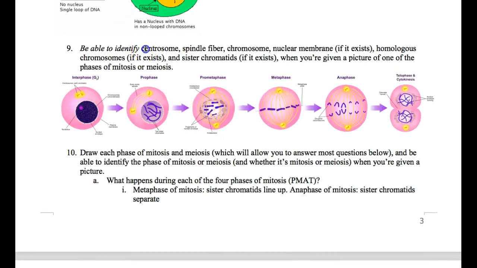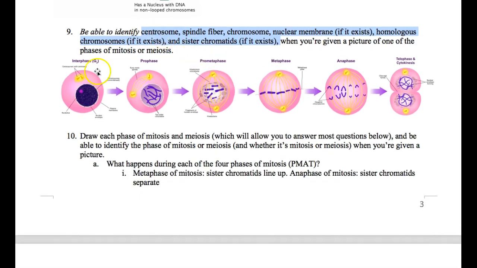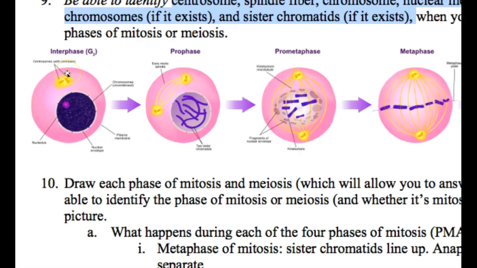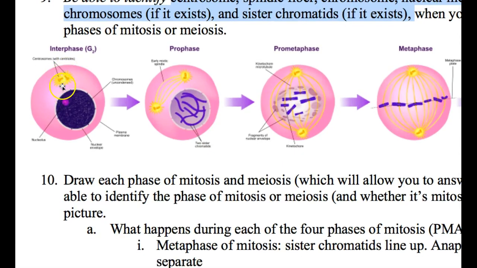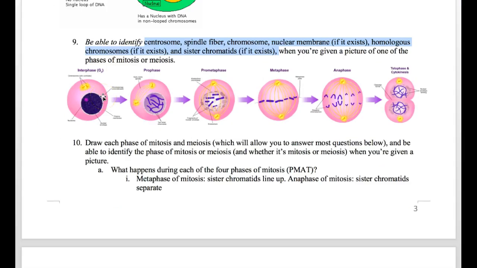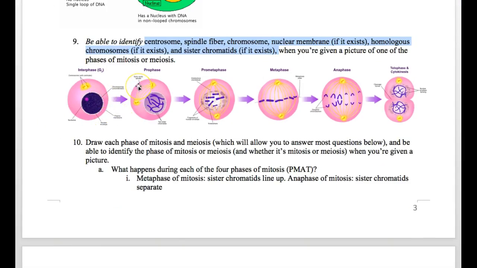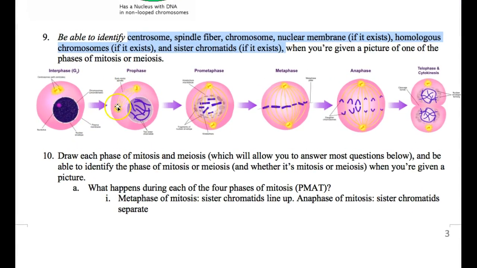Next one, be able to identify all these words. So let's take a look. A centrosome, during mitosis and meiosis, looks like this. It's kind of a little T shape. What they do is shoot out these spindle fibers, because those spindle fibers can attach to either the sister chromatids or homologous chromosomes, and then separate them during anaphase. See over here, the spindle fibers pull the sister chromatids in this picture apart.